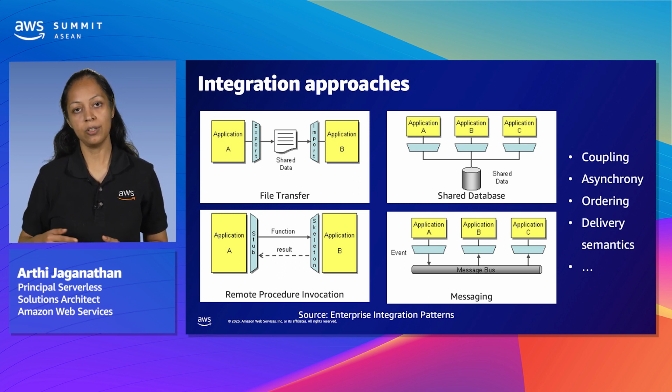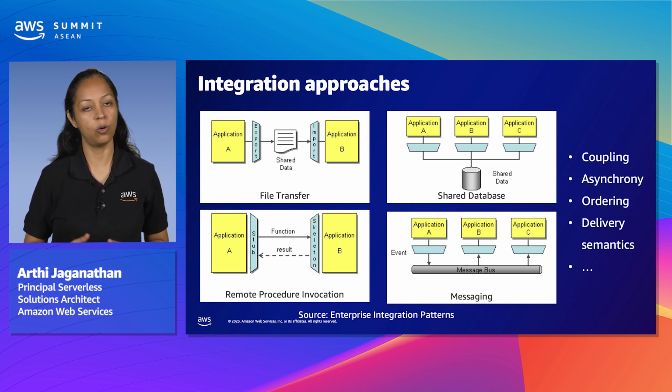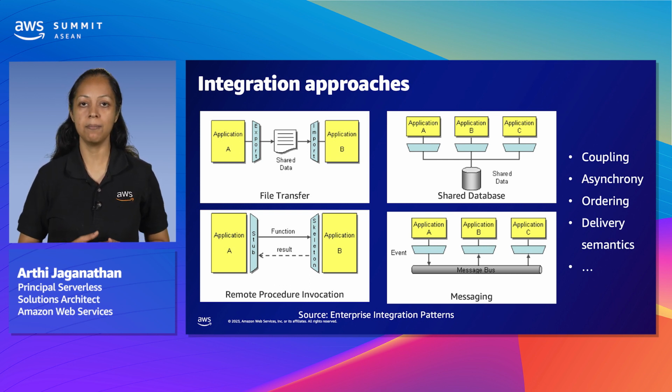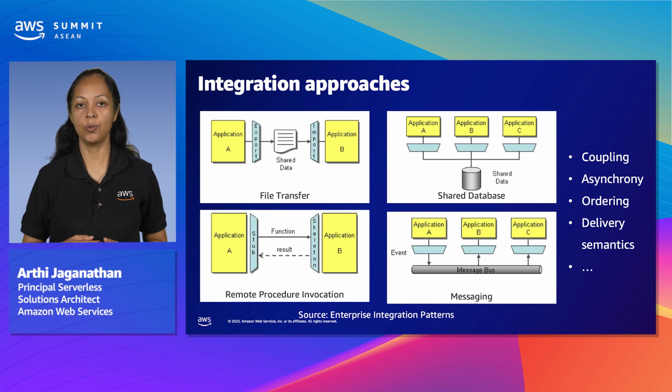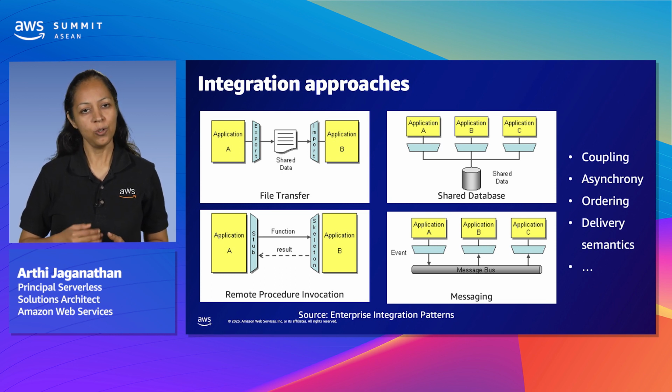You can compare integration approaches along different dimensions. For example, coupling tells you how closely the applications are dependent on each other. Asynchrony tells you whether the calling application expects a response in real time or not. Ordering impacts sequencing of messages, and delivery semantics has implications for idempotent processing. While there are other dimensions, these are the ones important to our discussion today. So how do we use these design properties to design integrations for our e-commerce store?